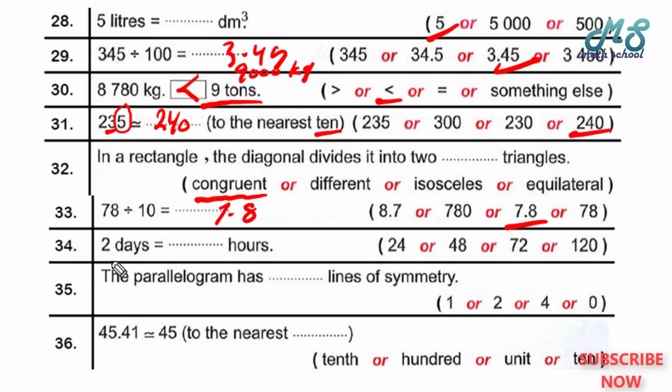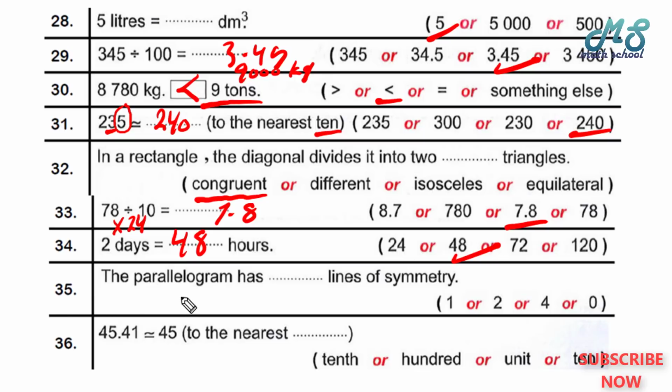Number 34: 2 days equals how many hours? We all know the main relation: one day equals 24 hours, so you convert from days to hours, just multiply by 24. 2 times 24 equals 48. Very easy. So the correct answer is 48.